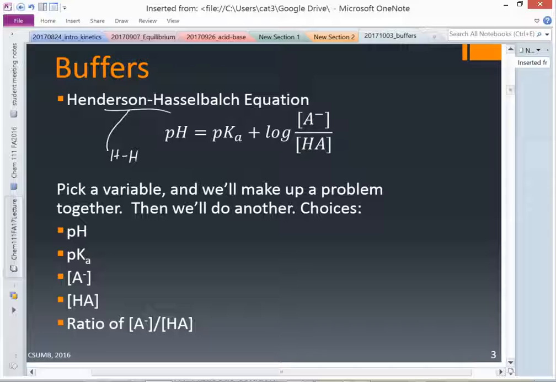Pick one, please. The hardest? I don't know, what's the hardest? Let's do the ratio. I actually think that's the easiest. They're all about the same.